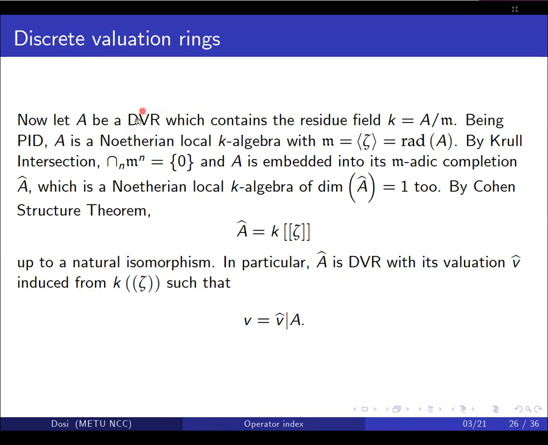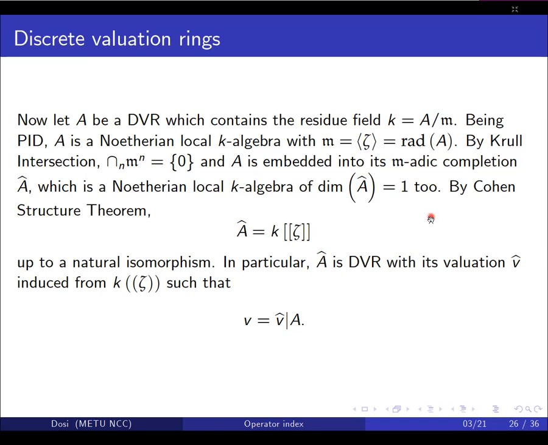If you want a DVR, a discrete valuation ring, which contains its residue field, then it is a Noetherian local K-algebra with maximal ideal m. By the Krull intersection theorem, the intersection of all powers of m is 0. So we can generate the m-adic topology, and we can look at the completion. The completion turns out to be a Noetherian local K-algebra of dimension 1. And we can use the Cohen structure theorem to prove that it's actually the algebra of formal power series.